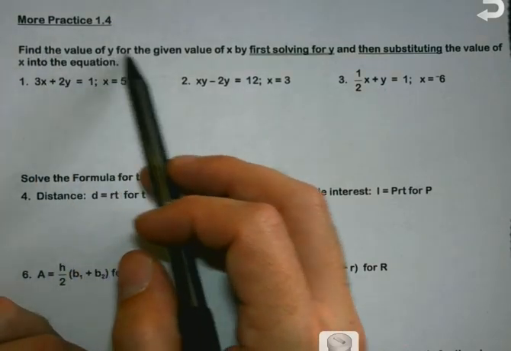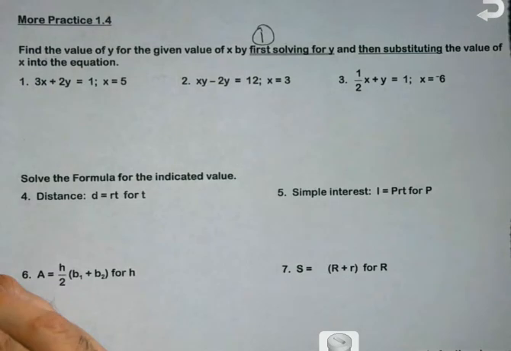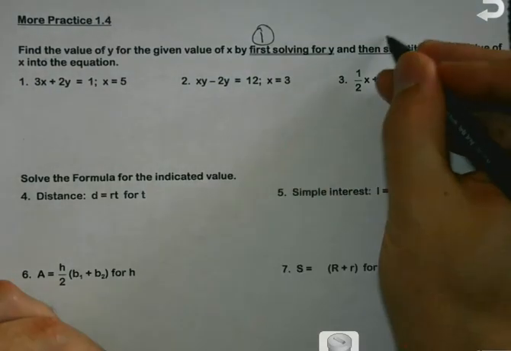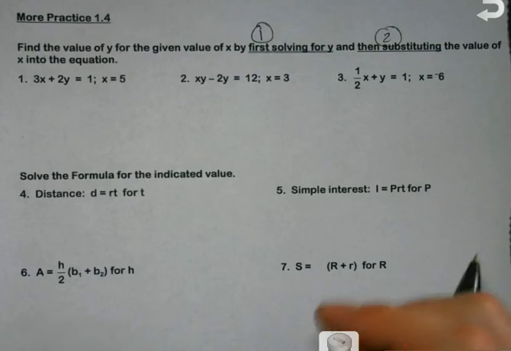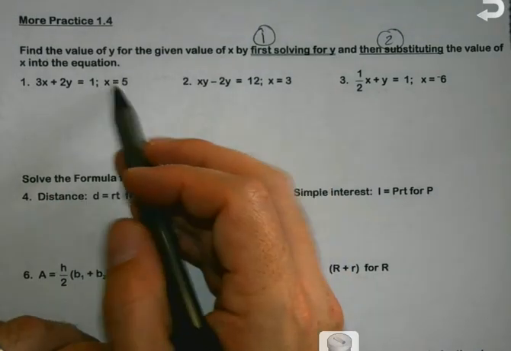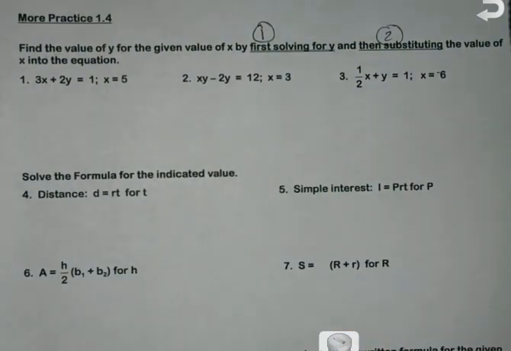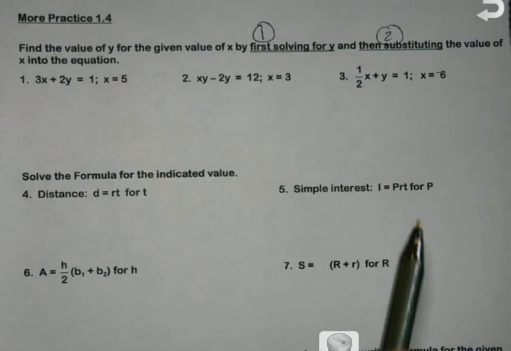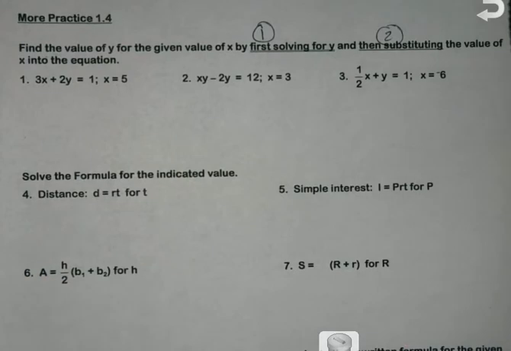Find the value of y for the given value of x by first solving for y, then substituting the value of x in. Now, I know what some of you are thinking already. Well, but I could just plug in x for 5 right now, and this would be easy and go fast. I understand that. But part of what I'm trying to do here is get some of you used to getting equations into slope-intercept form because lines are coming, and we have to be able to make those adjustments.